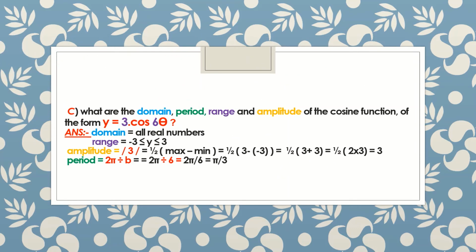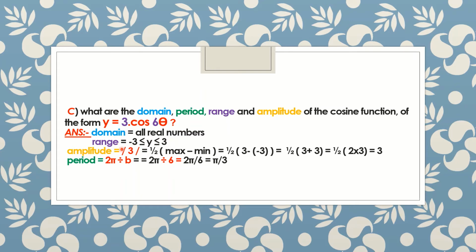For example number 1, part C. What are the domain, period, range, and amplitude of the cosine function of the form y equals 3 cos 6 theta? Now a is different from 1, b is also different from 1. The domain is still all real numbers. You can say the domain of all kinds of cosine function is real numbers. The range is between -3 and 3, which means -3 less than or equal to y less than or equal to 3.